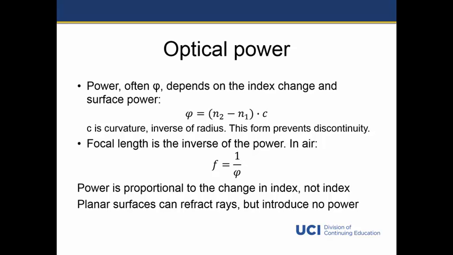Focal length is the inverse of the power. So in air, the focal length of the system is 1 divided by the power. Notice that the power is dependent upon the change in the index, not the index of the material itself. Again, planar surfaces can refract rays, but they do not introduce power. If we had a flat mirror in a system, all we're going to do is redirect the light, but it's going to effectively follow the same path. You need both the curvature as well as an index change to introduce power.